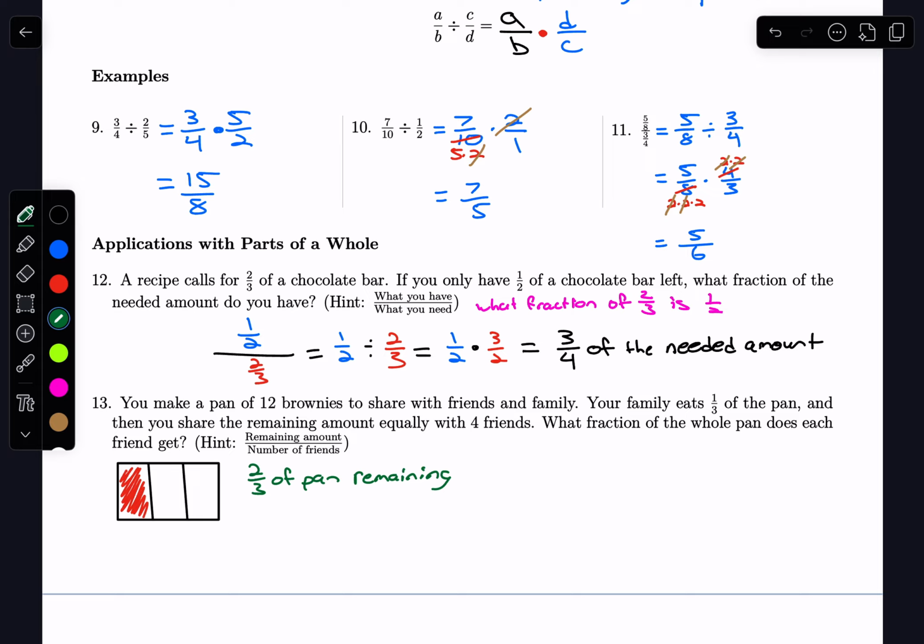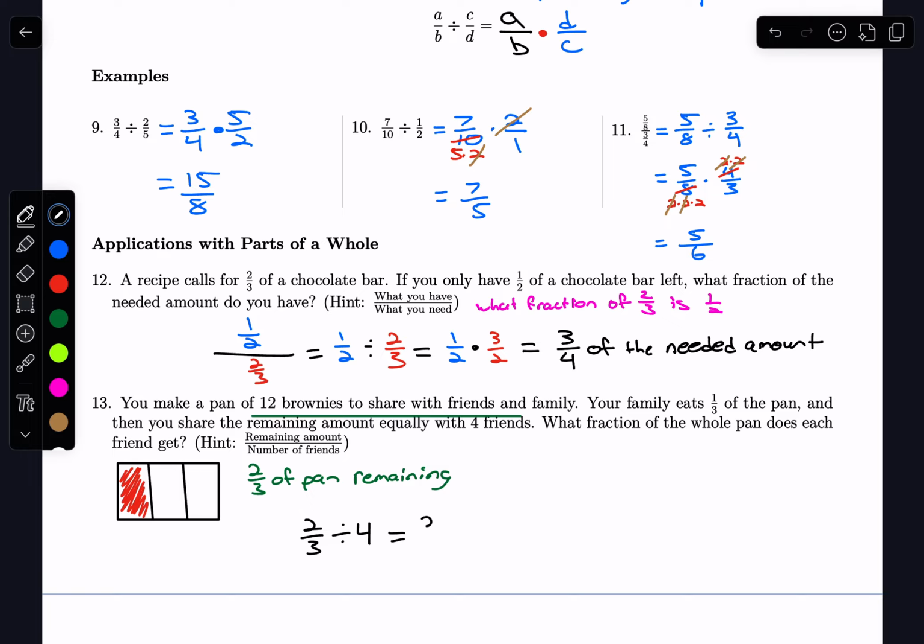So now the actual question is asking us if that remaining amount is shared equally amongst 4 friends, what fraction of the whole pan does each friend get? So right now we have 2/3 of the pan, and we are going to split it evenly amongst 4 friends, meaning we're going to divide that 2/3 of a pan by 4 friends.